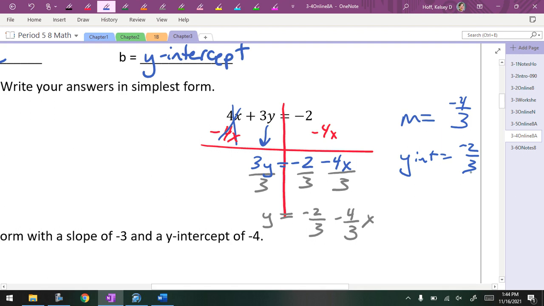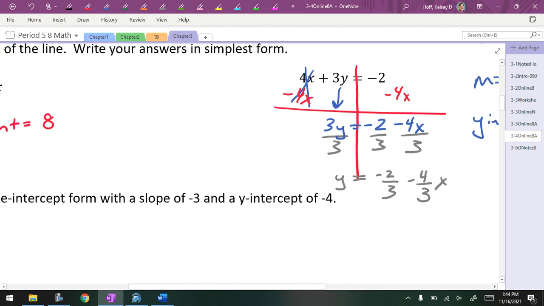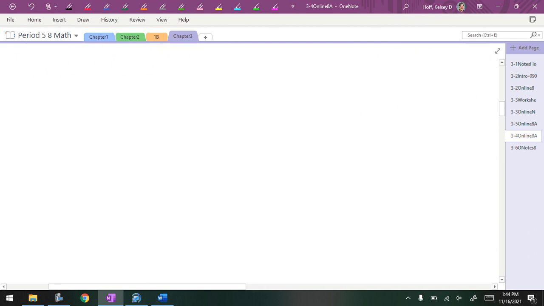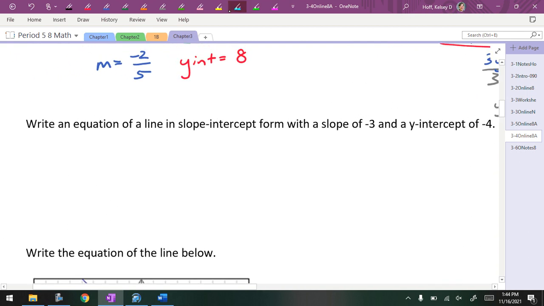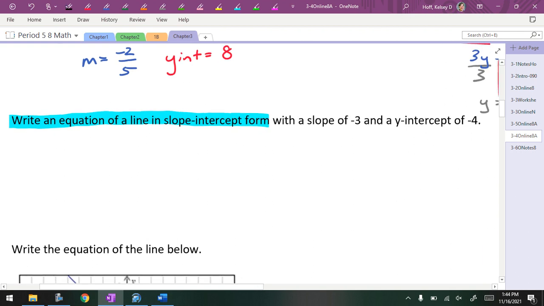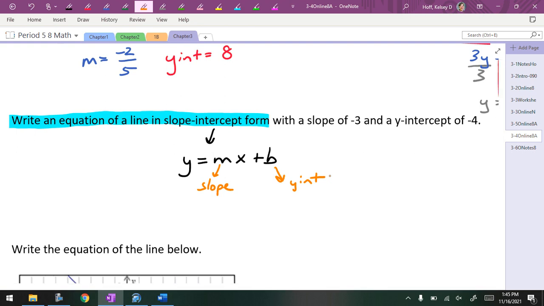Okay, so they might give us an equation and ask us to pull information. Or they may say, write an equation of a line. So now we're going to write the equation in slope-intercept form with a slope of -3 and a y-intercept of -4. Slope-intercept form, y equals mx plus b. Reminder, m is slope. B is the y-intercept.